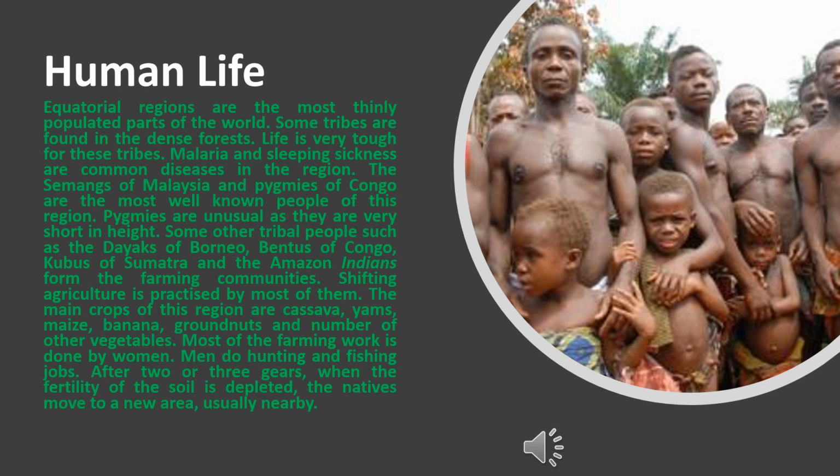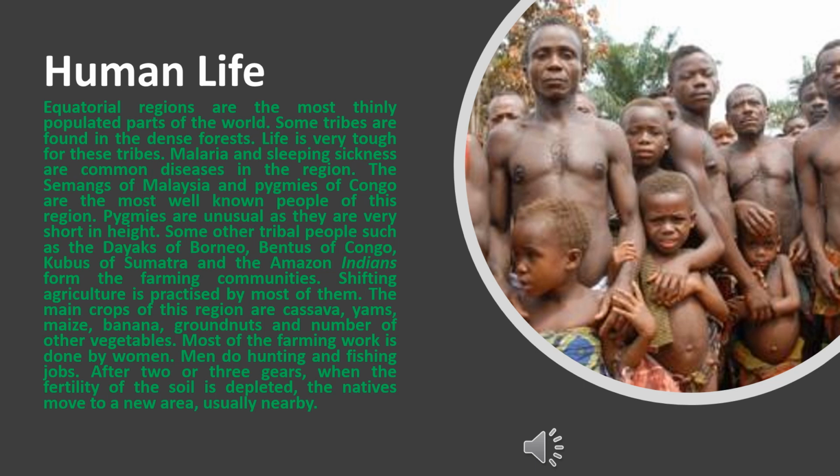Some other tribal peoples such as Dayaks of Borneo, Bentus of Congo, Kubus of Sumatra and the Amazon Indians form the farming communities. So there are some other tribal groups which do farming work, agriculture work. Which are the tribal communities doing agricultural work? Dayaks of Borneo, Bentus of Congo, Kubus of Sumatra and the Amazon Indians. They do farming activities.